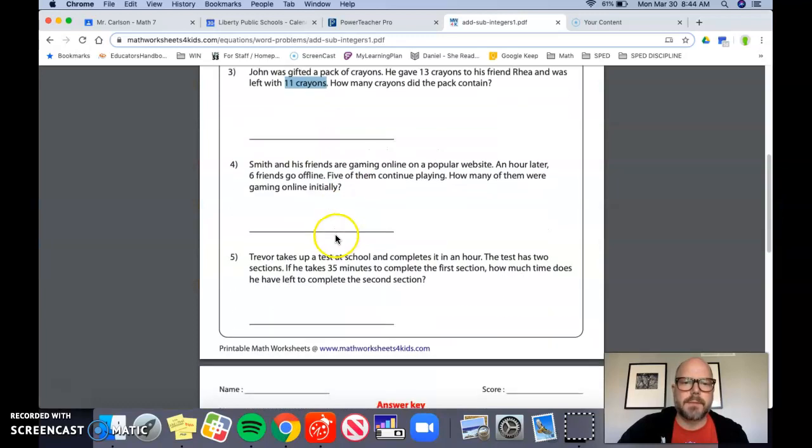Number four says, Smith and his friends are gaming online on a popular website. An hour later, 6 friends go offline. 5 of them continue playing. How many of them were gaming online initially? And initially is a word that means at the start. So how much did they start with?